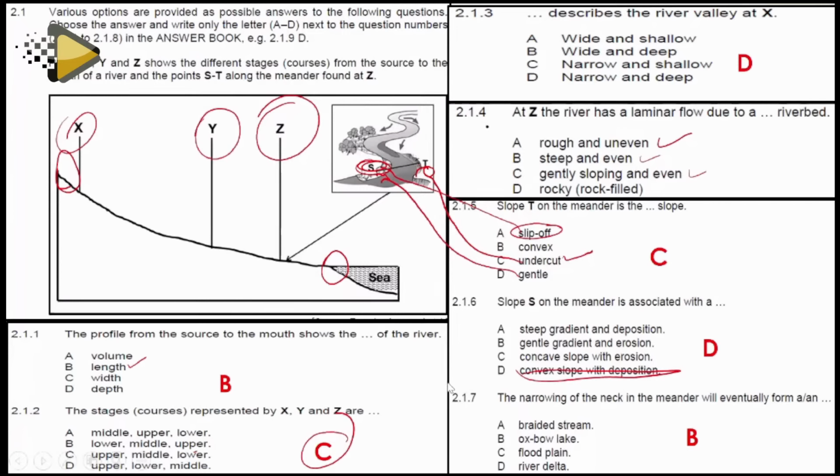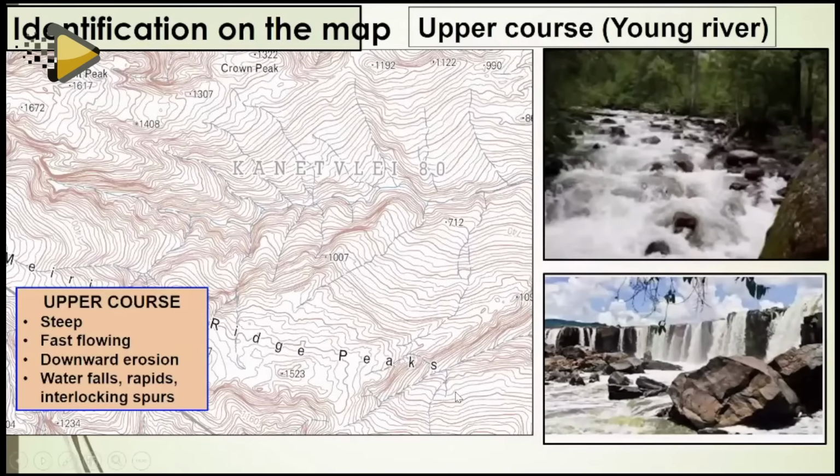Okay, let's move on to the next question now. So this is a map showing the river in the upper course. This is what we call rapids, and this is what a waterfall is. So these are the features that you're going to find in the upper course of the river. This is a map showing the upper course of the river. You can see the contour lines that are very close to each other, indicating that the gradient is very steep.